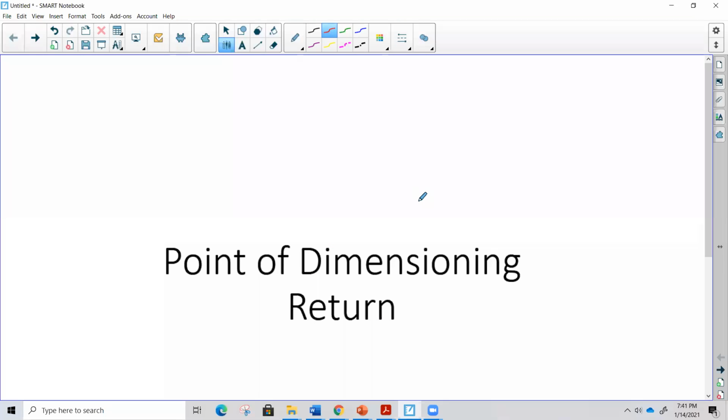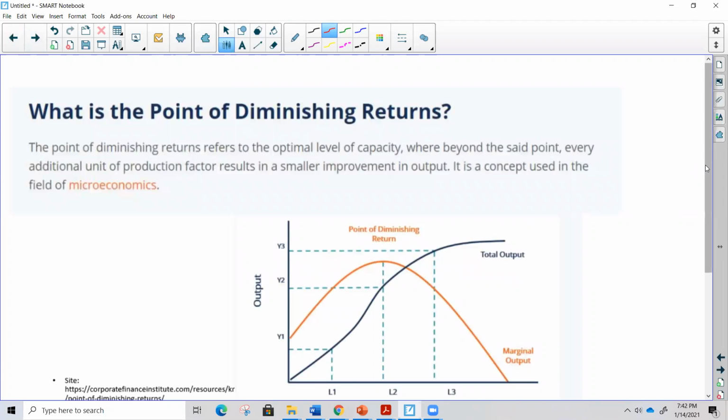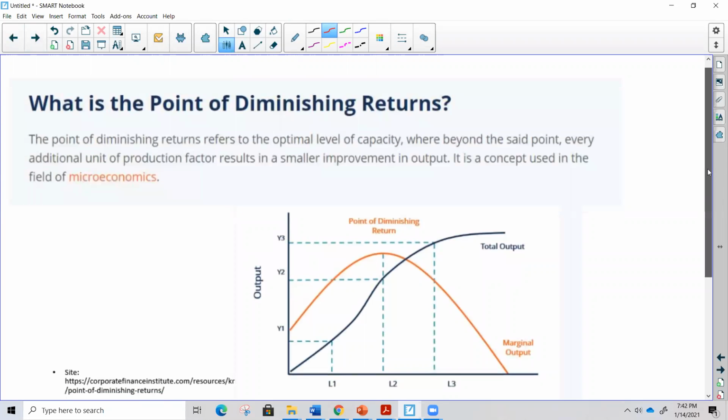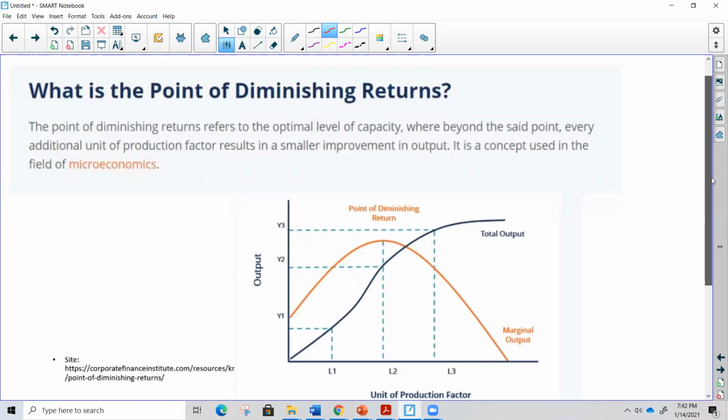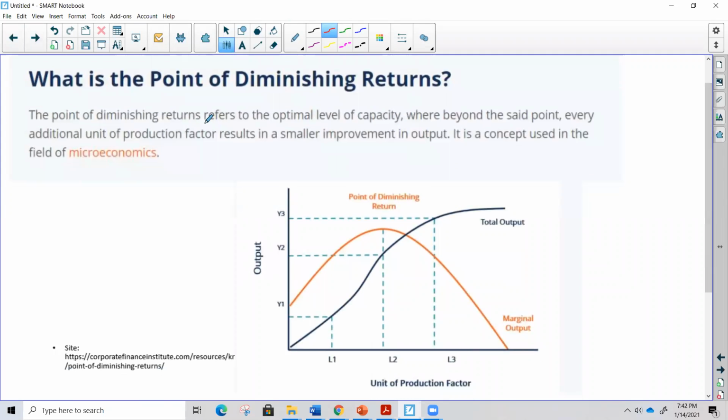In this video, we're going to talk about the point of diminishing return. So the point of diminishing return is a concept from economics, specifically the field of microeconomics. The point of diminishing returns refers to the optimal level of capacity, where beyond that point, every additional unit of production factor results in a smaller improvement in output.